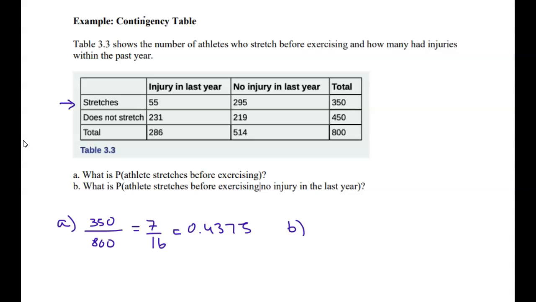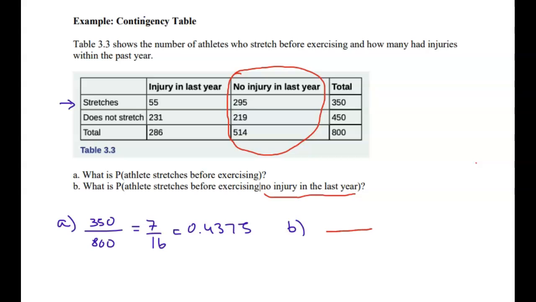Let's look at B. What's the probability an athlete stretches before exercising given that they had no injury in the last year? Right, so this is your condition. This becomes your sample space now. That means you're only looking at the athletes who had no injuries in the last year. Right, so you're ignoring the rest of the numbers.